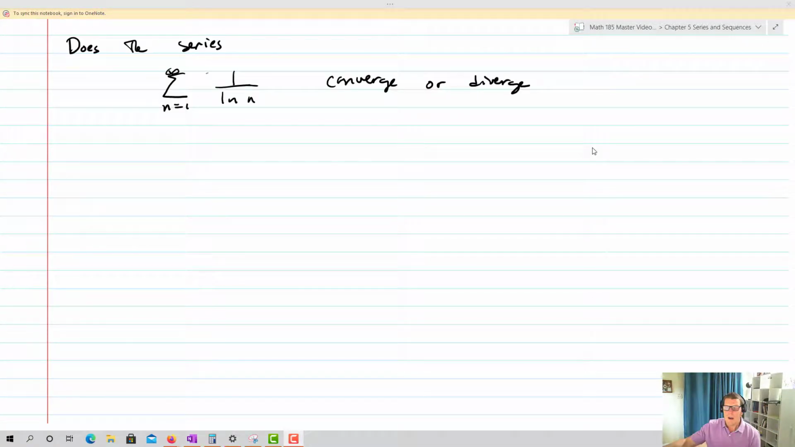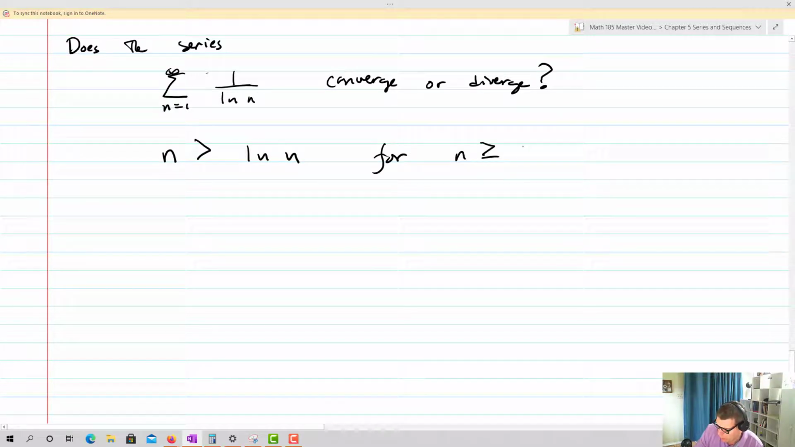Okay? All right, so let's ask one more question here. Does the series, the sum from n equals 1 to infinity of 1 over the natural log of n, converge or diverge? If I look at this, I notice that I don't have a power of n, but I do have something that's fairly easy to compare it to. What I know is that n is going to be greater than the natural log of n for n greater than or equal to 1. You can go out and check that, but that's absolutely true.